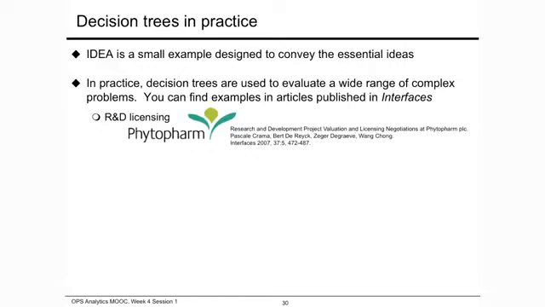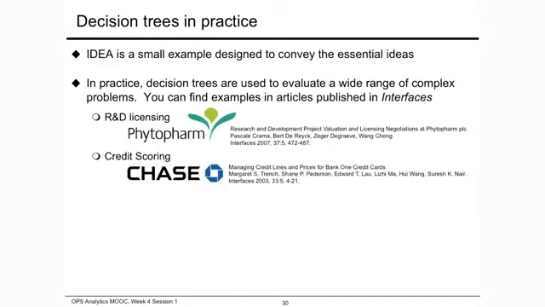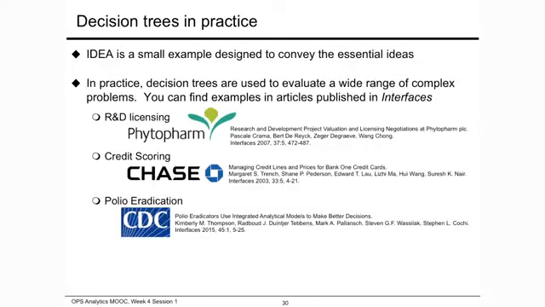Another nice example is credit scoring. There's an Interfaces article on Bank One, which was subsequently bought by Chase, and when people apply for credit cards and other forms of credit, a common thing to do is to use decision trees to figure out whether to accept that person or to not accept the person. Finally, there's a nice article on the eradication of polio in which the Center for Disease Control in the United States is using decision trees to figure out what the best course of action is.